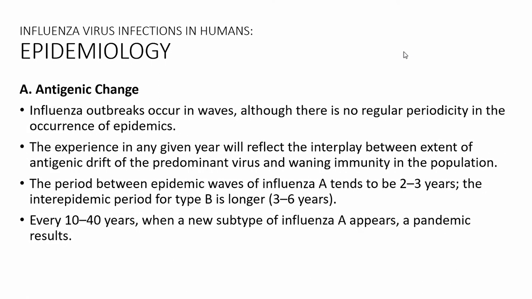Periodicity in the occurrence of epidemics: the experience in any given year will reflect the interplay between the extent of antigenic drift of the predominant virus and waning immunity in the population. The period between the epidemic waves of influenza A tends to be 2 to 3 years. The inter-epidemic period for type B is longer, which is 3 to 6 years. Every 10 to 40 years, when a new subtype of influenza A appears, a pandemic results.